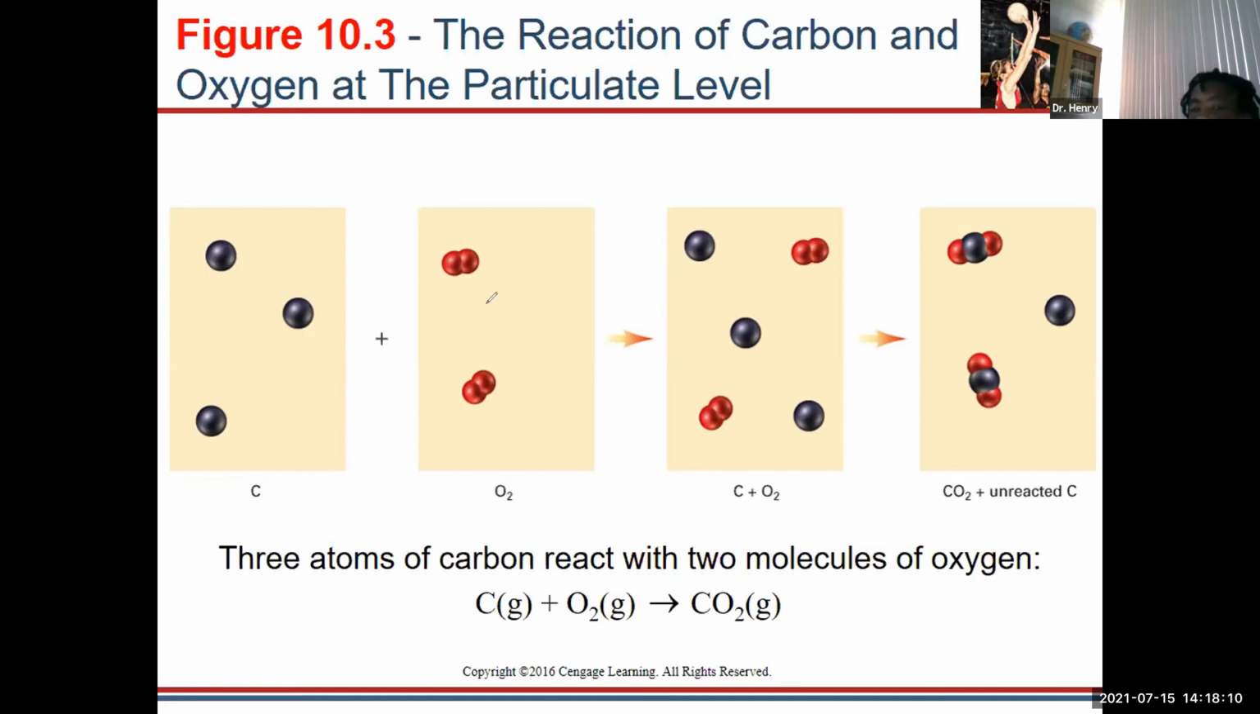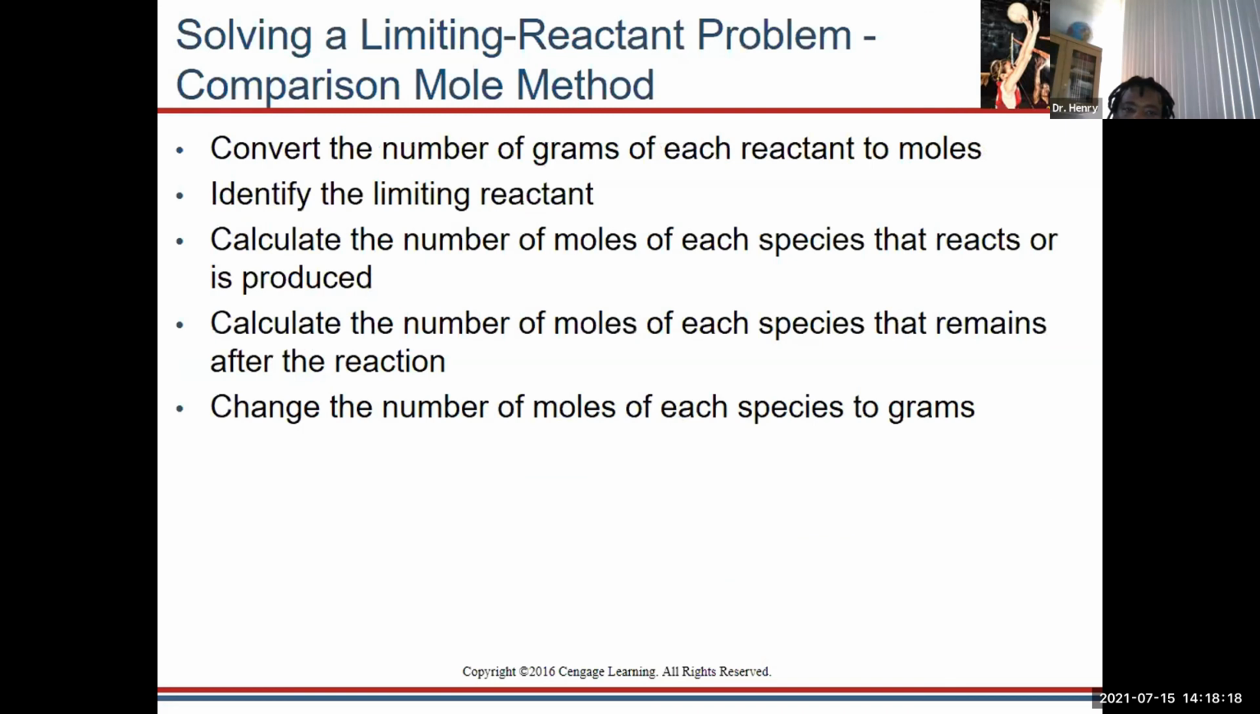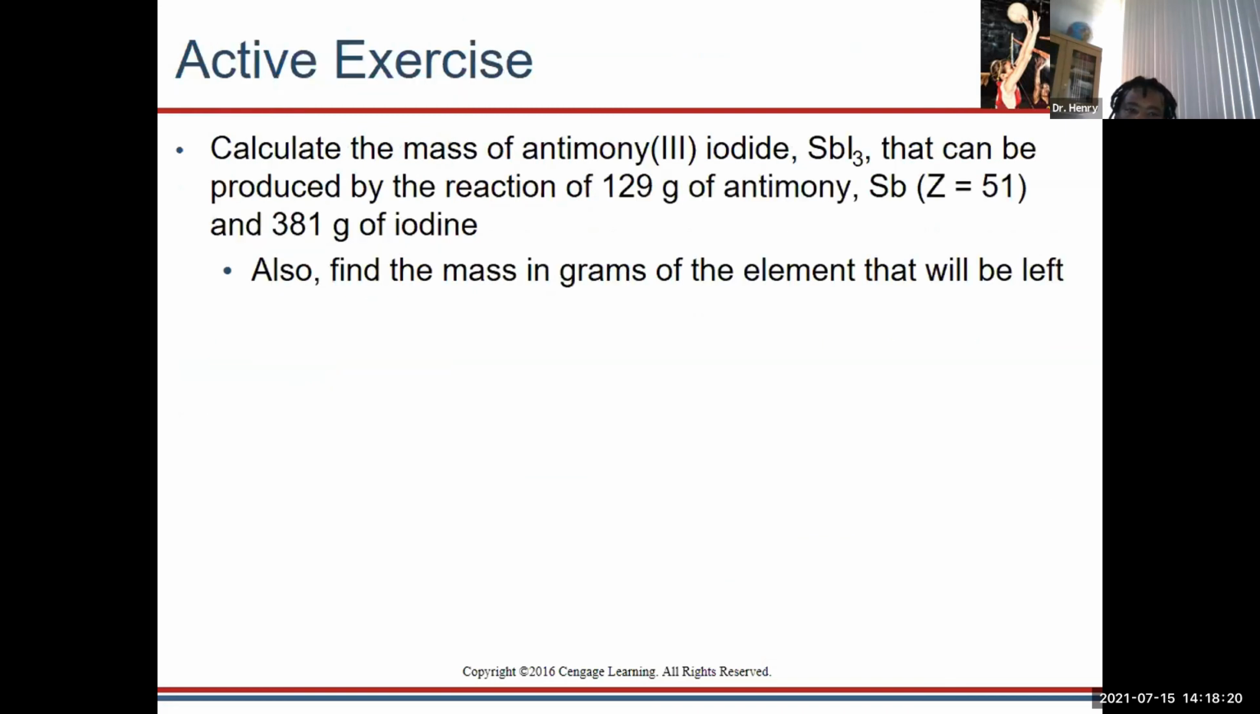Carbon is in excess. You guys get that? Great. Okay. So let's see if we can use it. So going to go through this. This will probably be the last slide that we'll get the chance to go over.